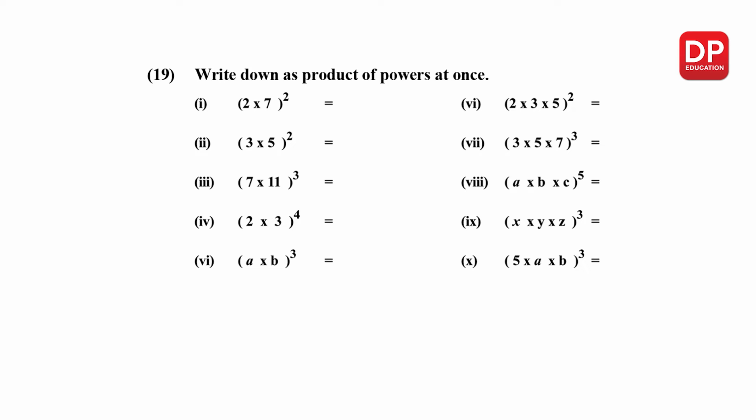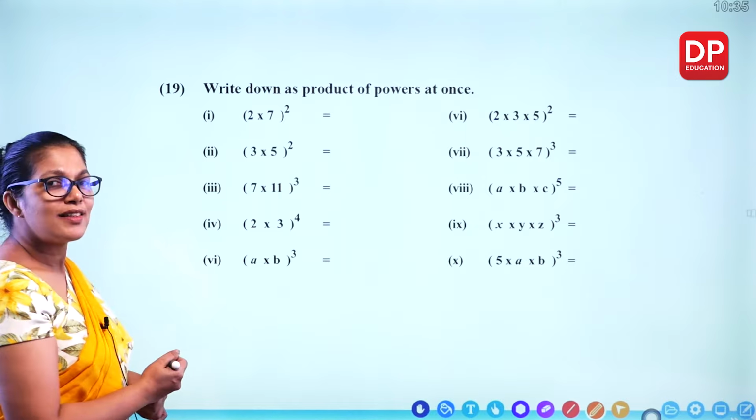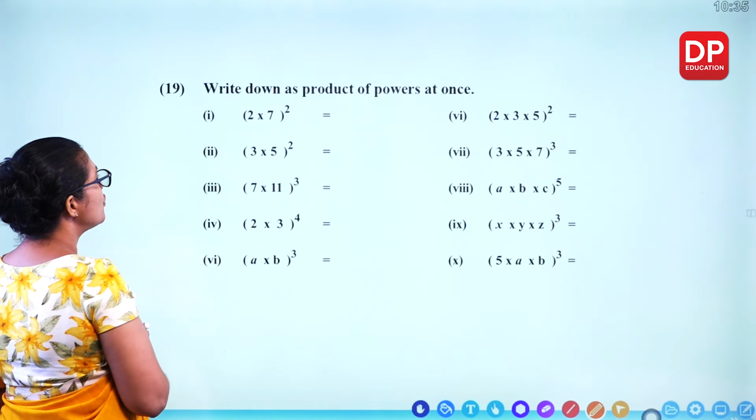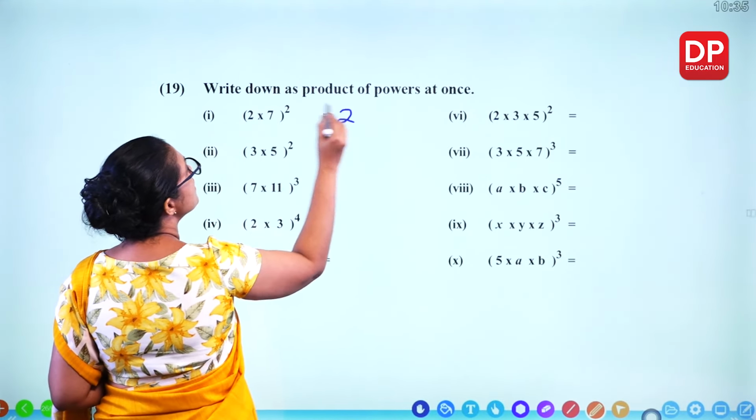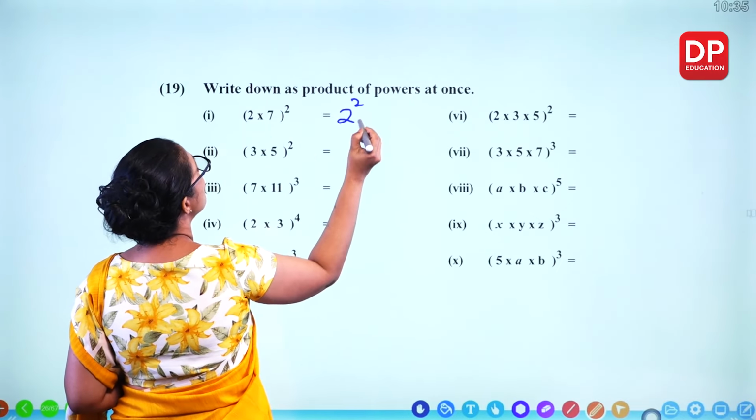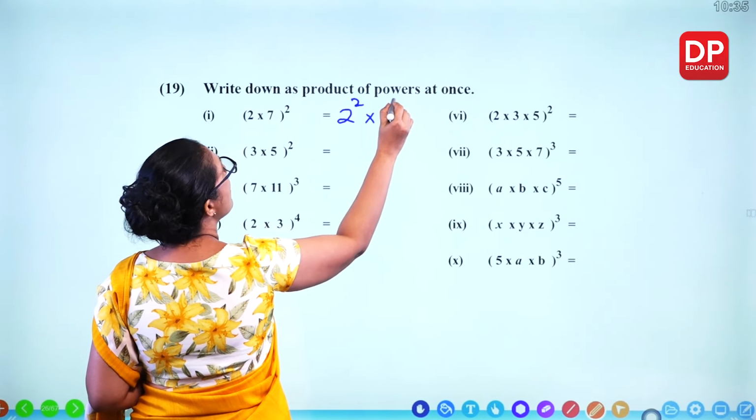Write down as a product of powers at once. Now you know the pattern. So what do you do? You take the power for all inside numbers. 2 to the power 2, 7 to the power 2.